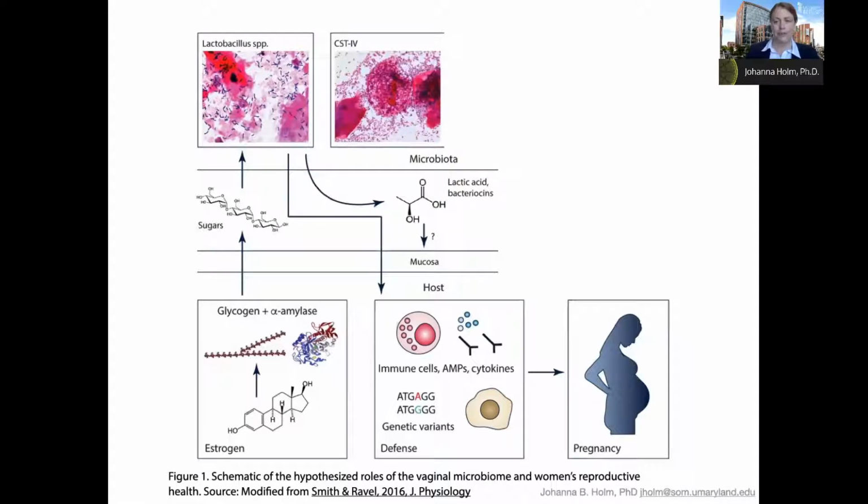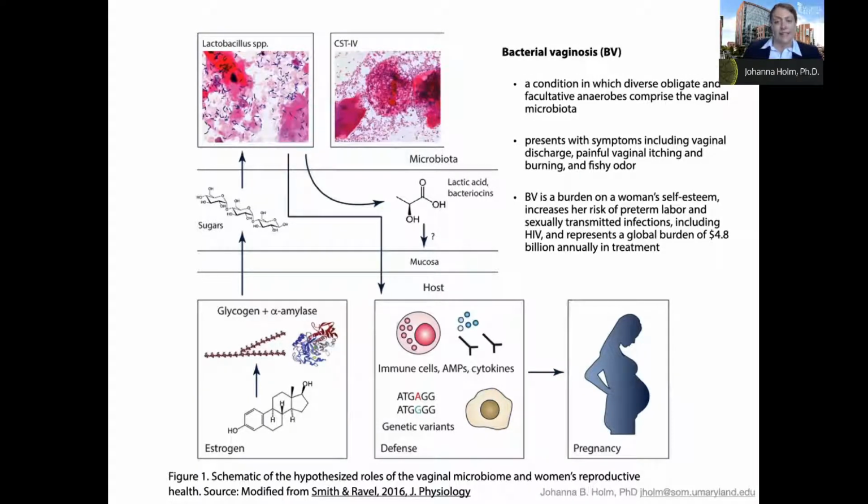Another commonly observed vaginal community is broadly referred to as community state type 4, or CST4, which does not contain lactobacillus species, but rather a diverse array of obligately anaerobic bacteria. CST4 is associated with an unfortunately common condition referred to as bacterial vaginosis, or BV. Women with BV experience troublesome symptoms, including vaginal discharge, itching, burning, and odor, which can impact a woman's self-esteem and sexual health. In addition, BV is a risk factor for other negative sequelae, which include preterm labor and acquisition of sexually transmitted infections, including HIV, and can contribute to a huge economic burden globally.